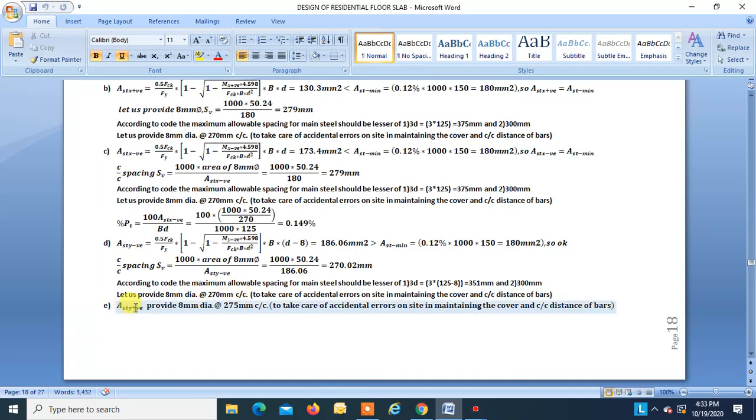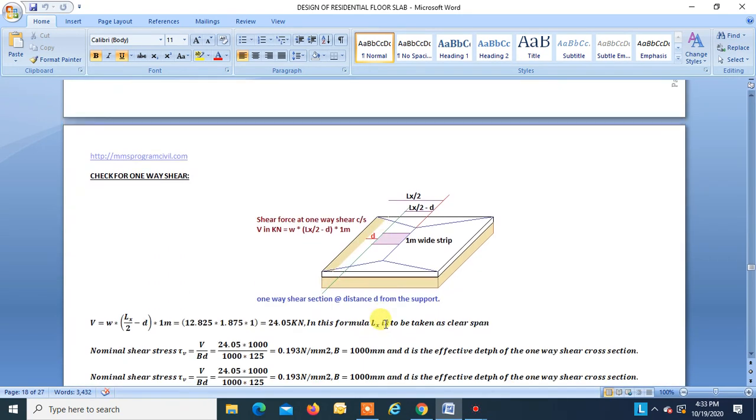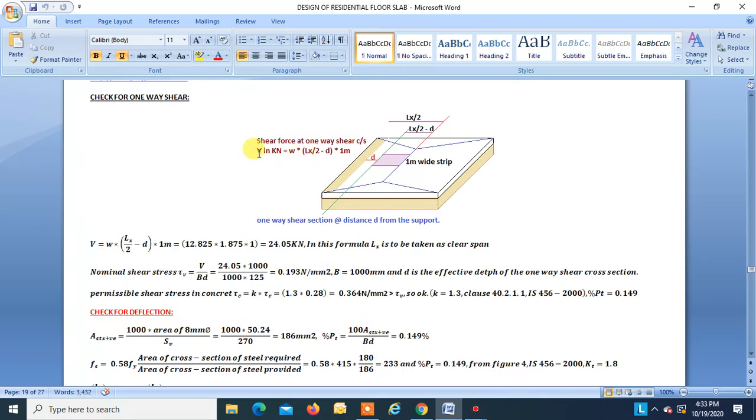And ASTY positive is found to be minimum, which we take as 8 mm dia about 275 mm center to center, which is less than 300. Now check for one way shear. V is found to be 24.05. Tau is found to be 0.193.